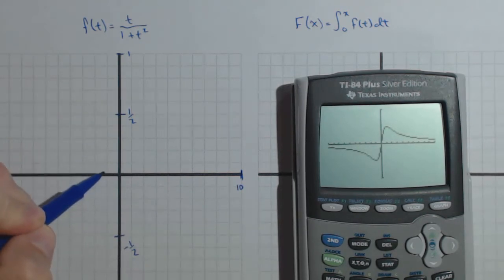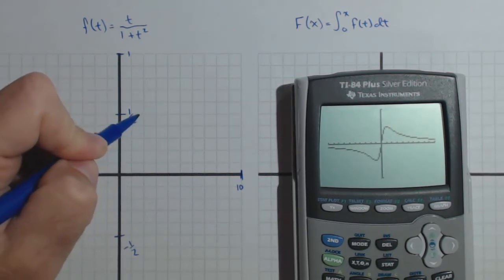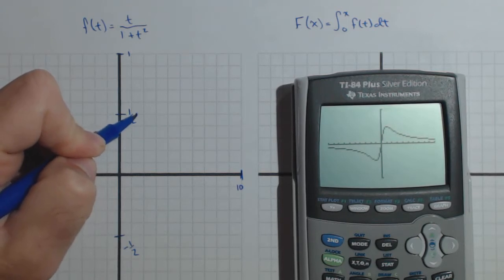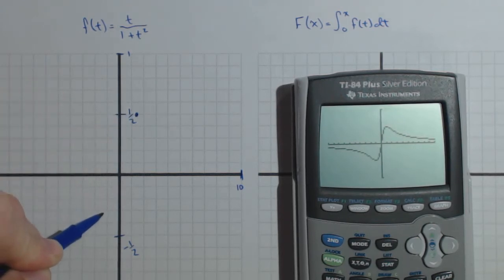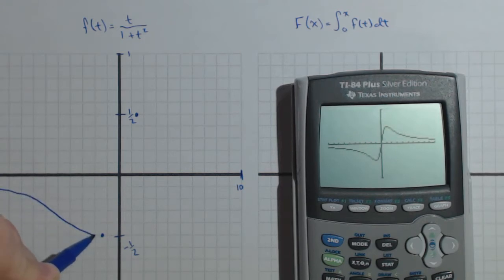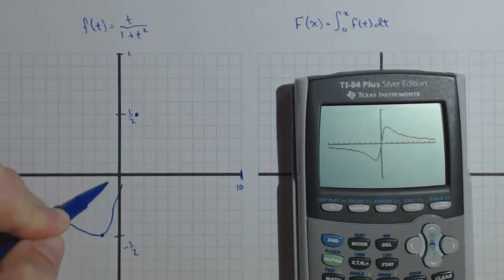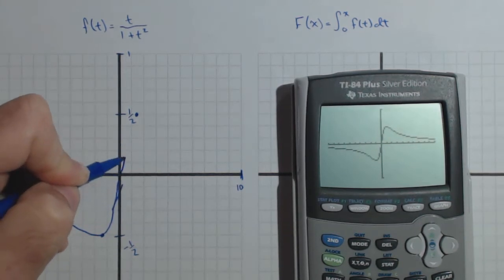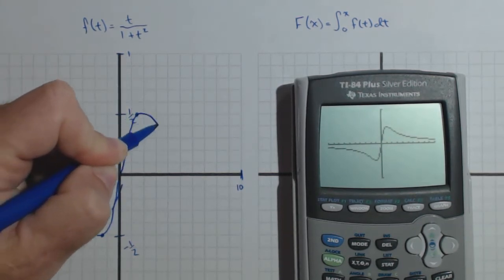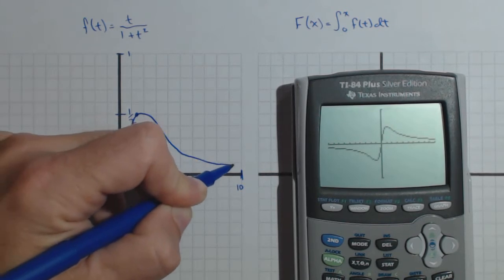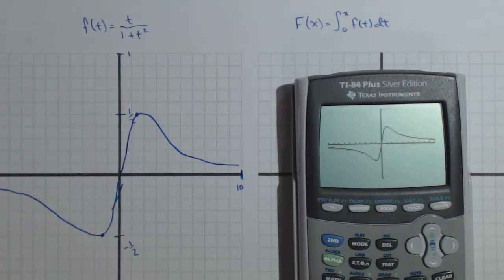And like we said, that looks like it's got the max right about here and the min right about here, and it goes through 0, 0, and it's asymptotic. So drawing our graph might look something like this. All right. Gives us an idea of what the graph of little f of t looks like.